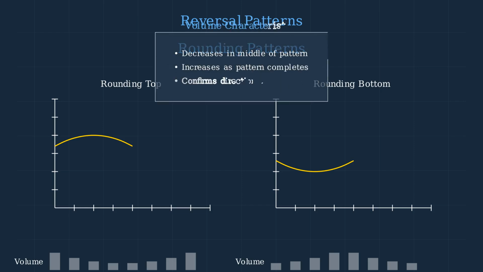Volume often provides important confirmation for rounding patterns. Typically, volume decreases in the middle of the pattern and increases as the pattern completes, confirming the new trend direction.